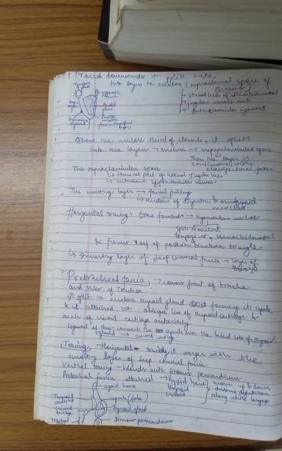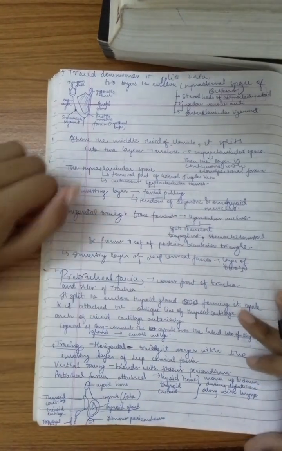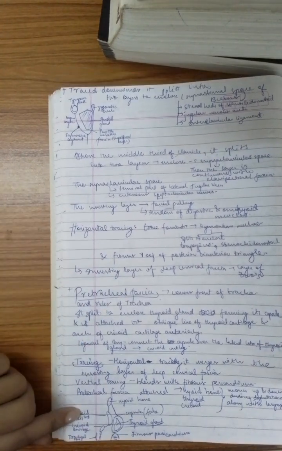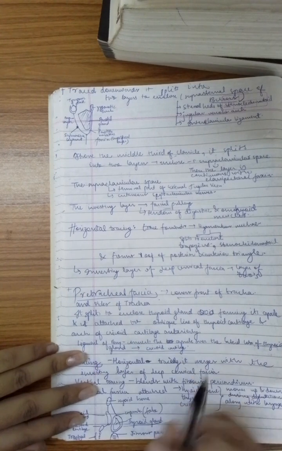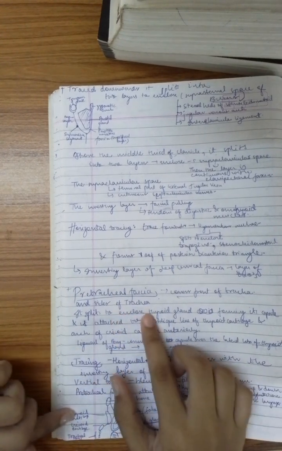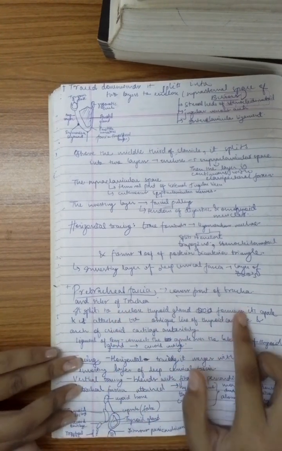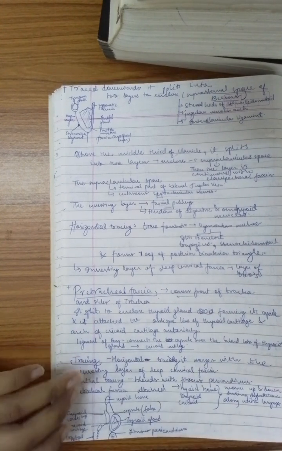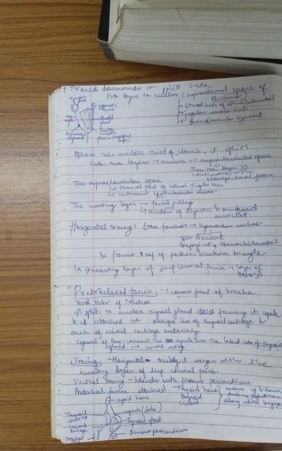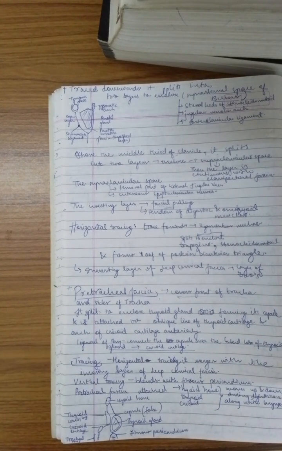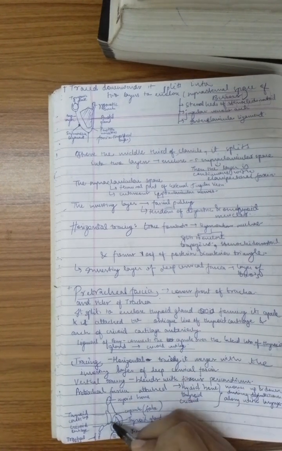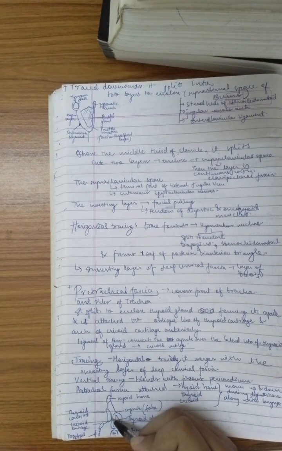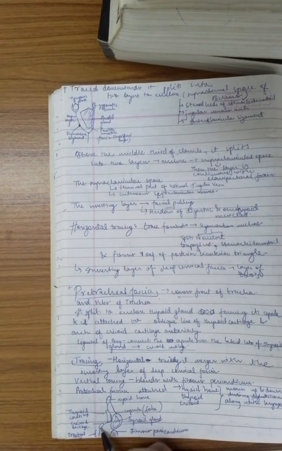Okay, so next, it covers the front of the trachea and sides of the trachea. It splits to include the thyroid gland, forming its capsule, and is attached to the oblique line of thyroid cartilage and arches of cricoid cartilage anteriorly. So as you can see, it is attached to the oblique line of thyroid cartilage. It is attached to the thyroid cartilage and the cricoid cartilage also.